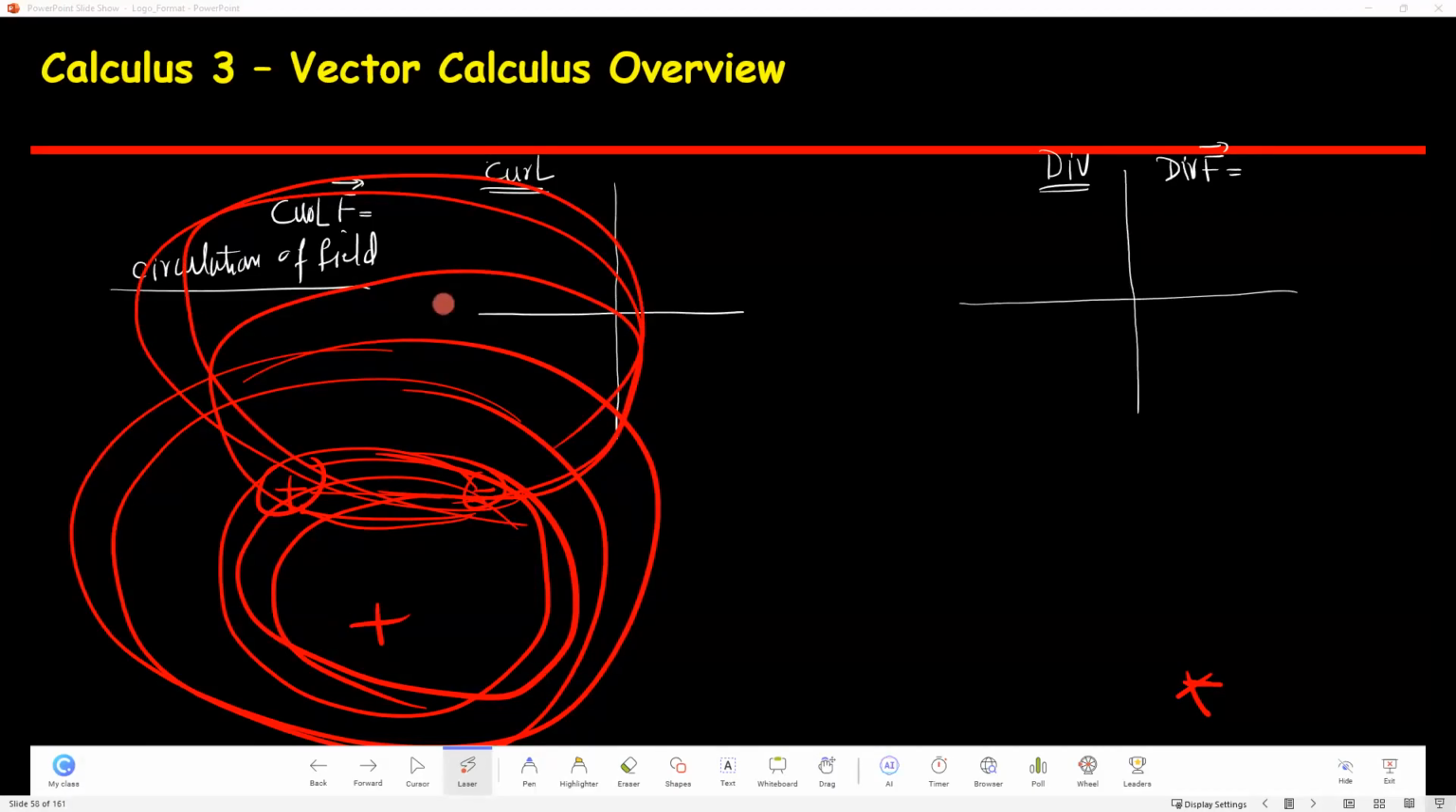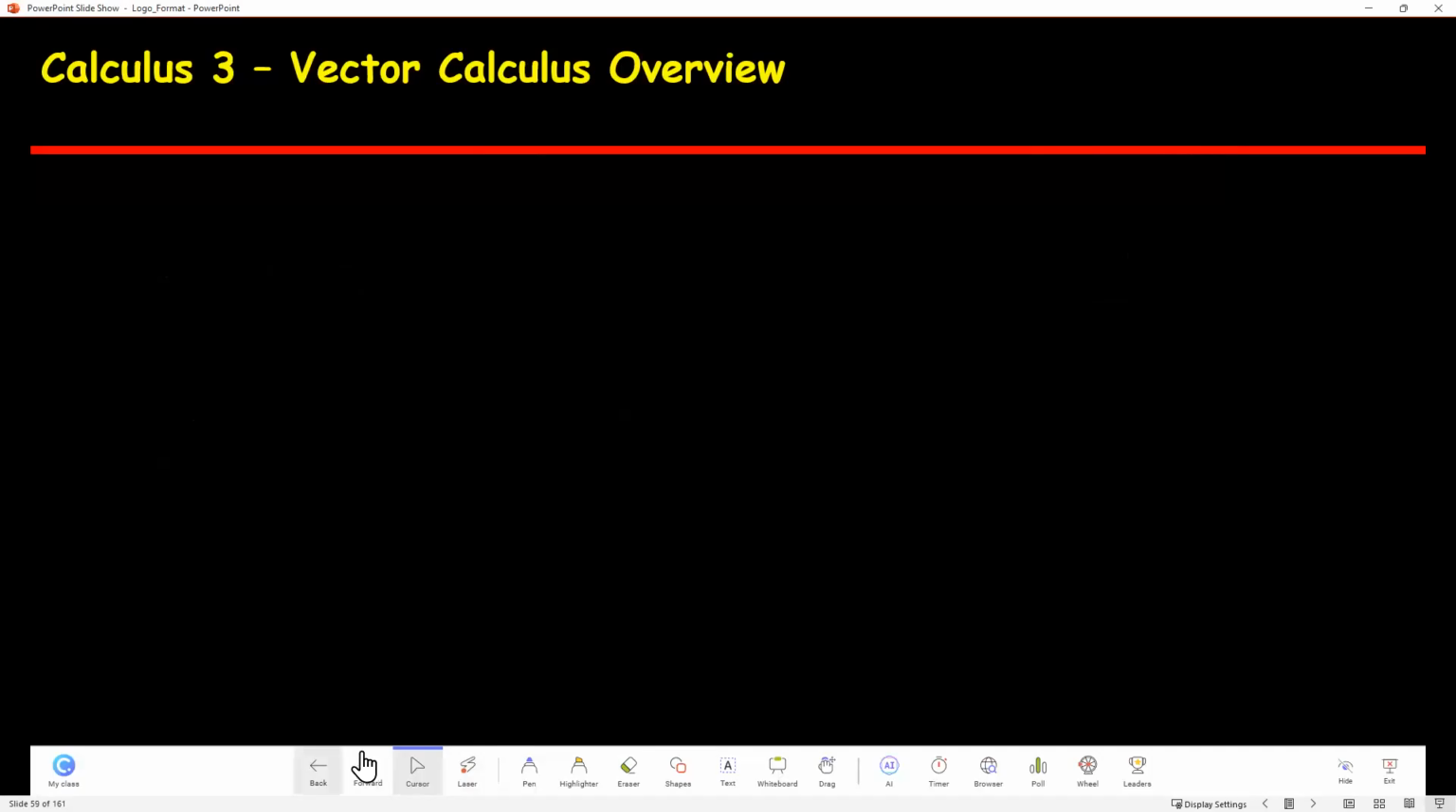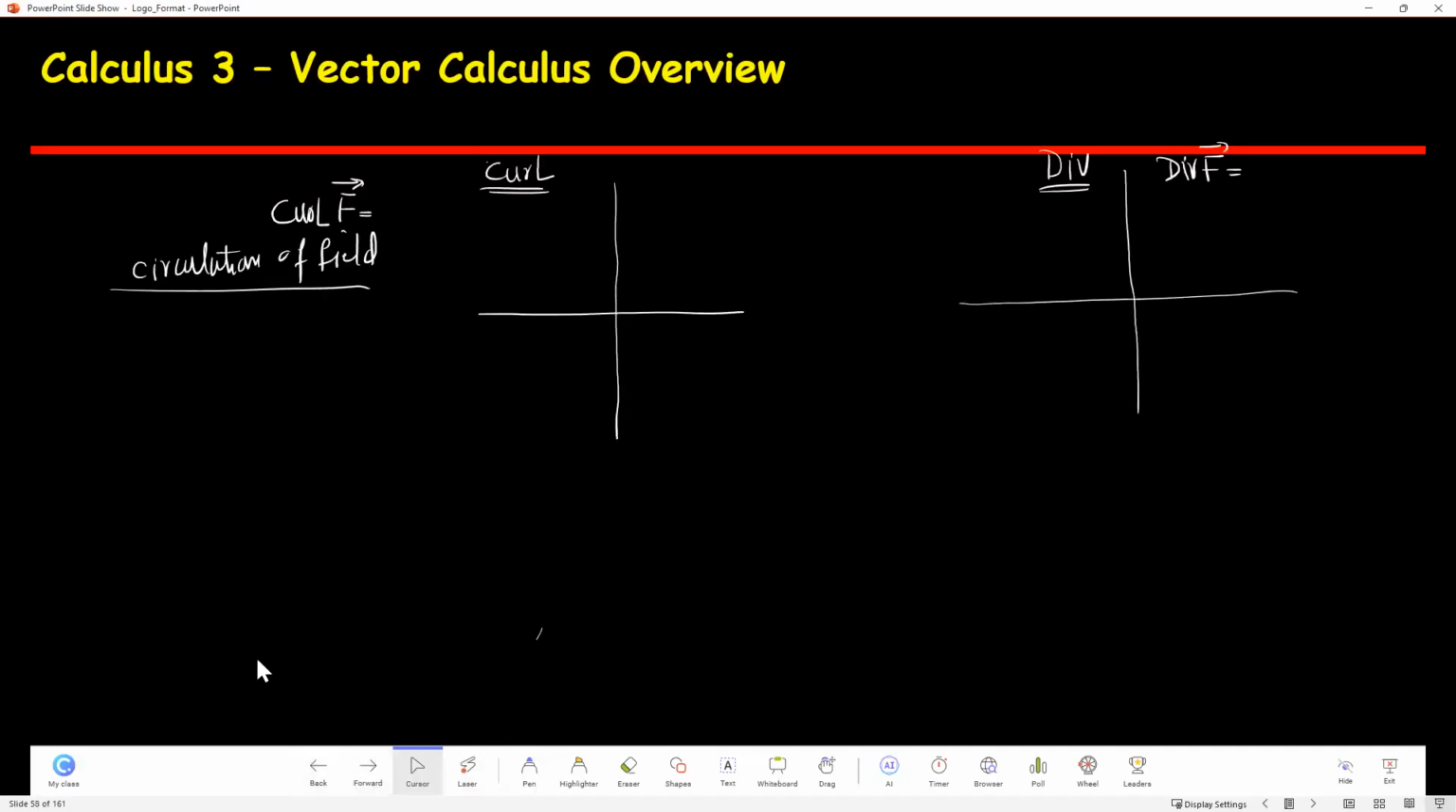So one center here, one center here. So one circulation is going on here, one circulation is going on here. Okay, and this phenomenon we call curl. How do we calculate curl? We calculate the curl by taking a cross product of this gradient with f.